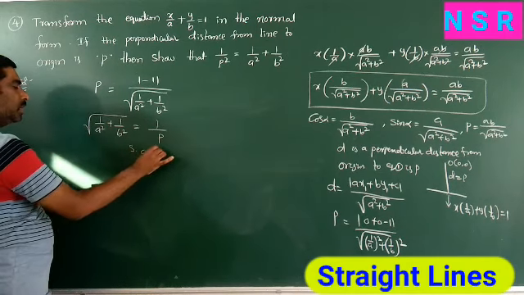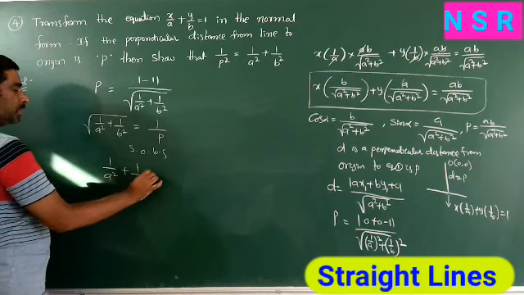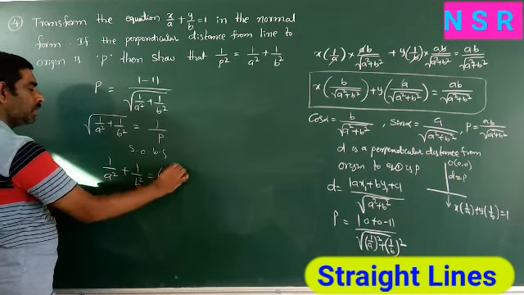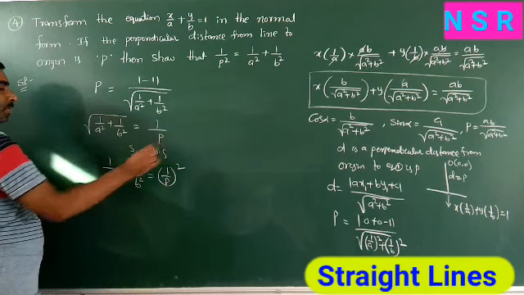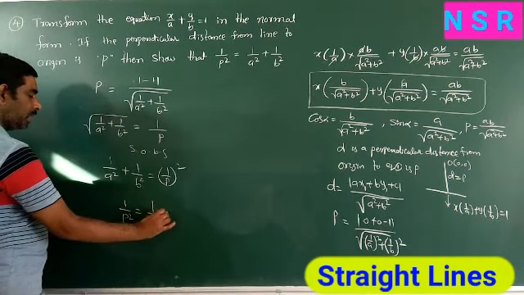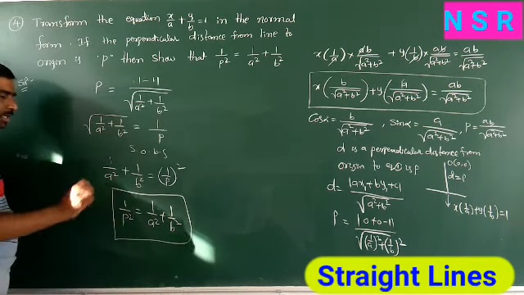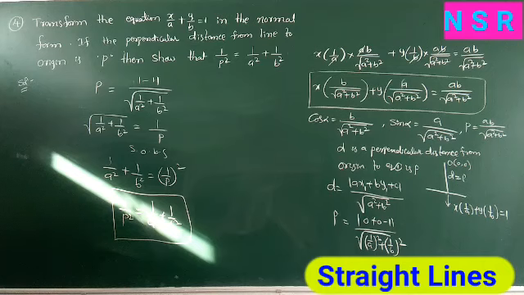Now root is there, squaring on both sides, we get 1 by a square plus 1 by b square equal to 1 by p whole square. So 1 by p whole square means 1 by p square. So it is equal to 1 by a square plus 1 by b square. So this is what we have to prove, the required condition. So the perpendicular distance from origin to the given line is p, then 1 by p square equals 1 by a square plus 1 by b square.